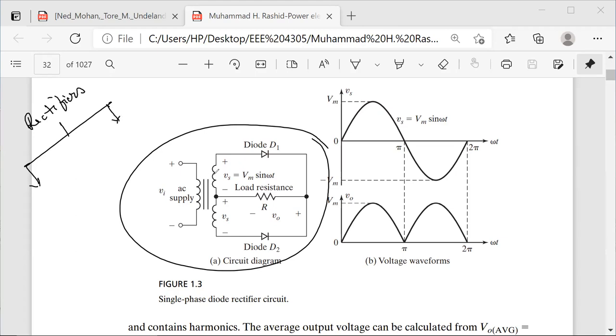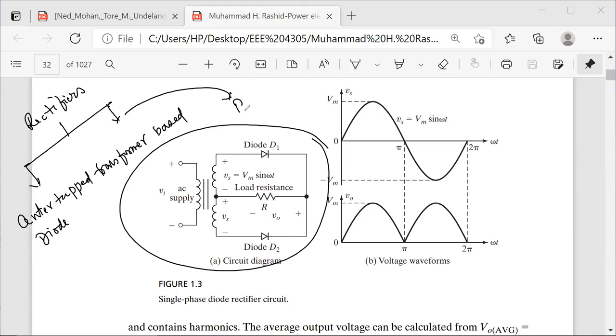So two diodes are here. This is known as the center tap. Can you remember this? Center tap diode rectifiers. Center tap transformer actually. Transformer based diode rectifier. This one is the bridge rectifier. Can we remember this one? No. So here what we do.